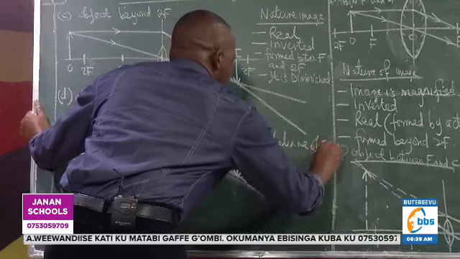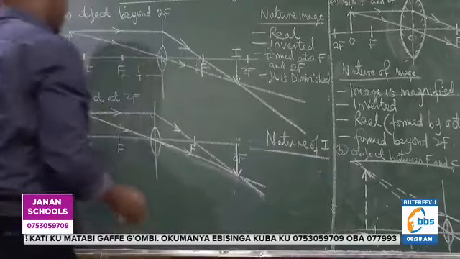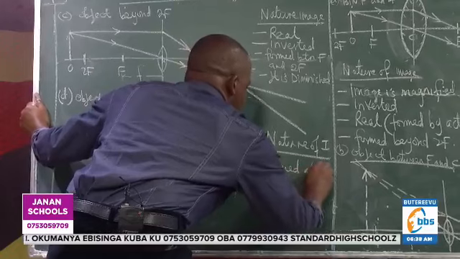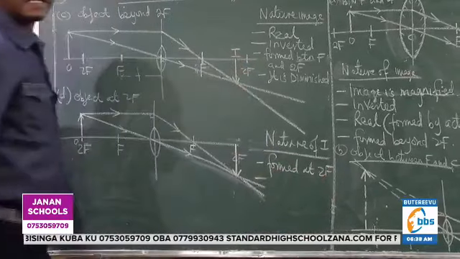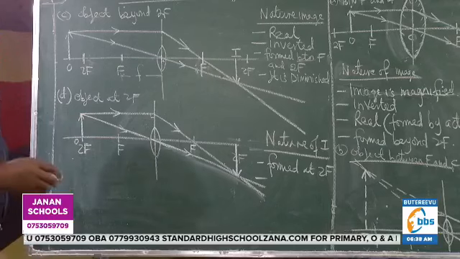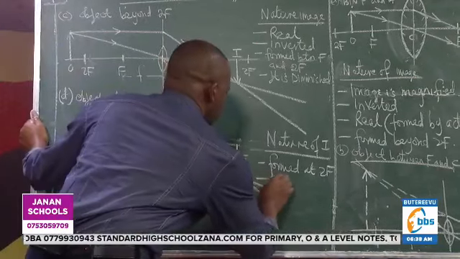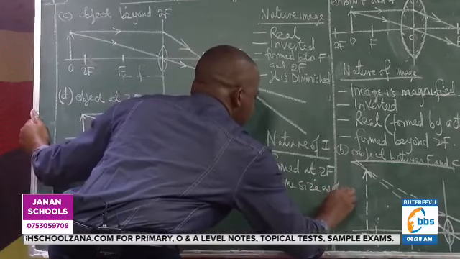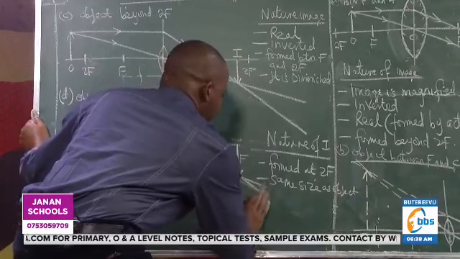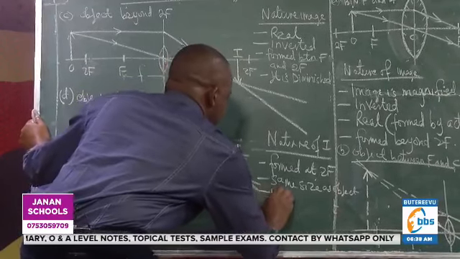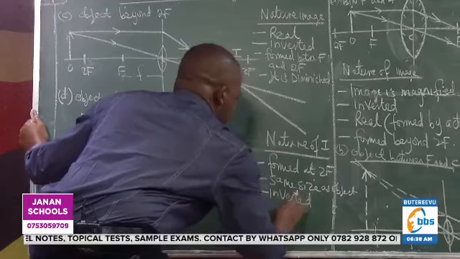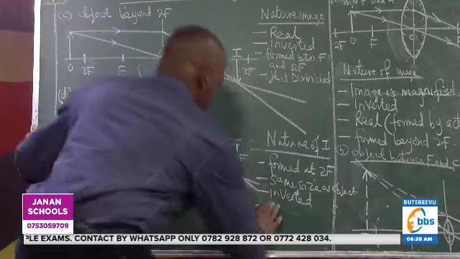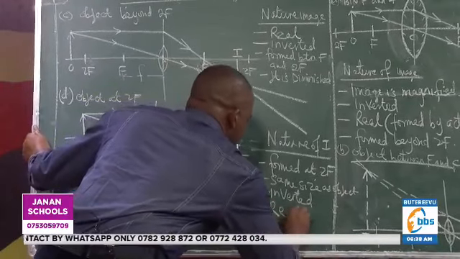The nature of the image, as you can see: one, it is formed at 2F. Two, it is expected to be exactly the same size as the object. Three, it is inverted. This can also be seen by everyone. And four, it is formed by actual intersection of light rays, and therefore it is real.